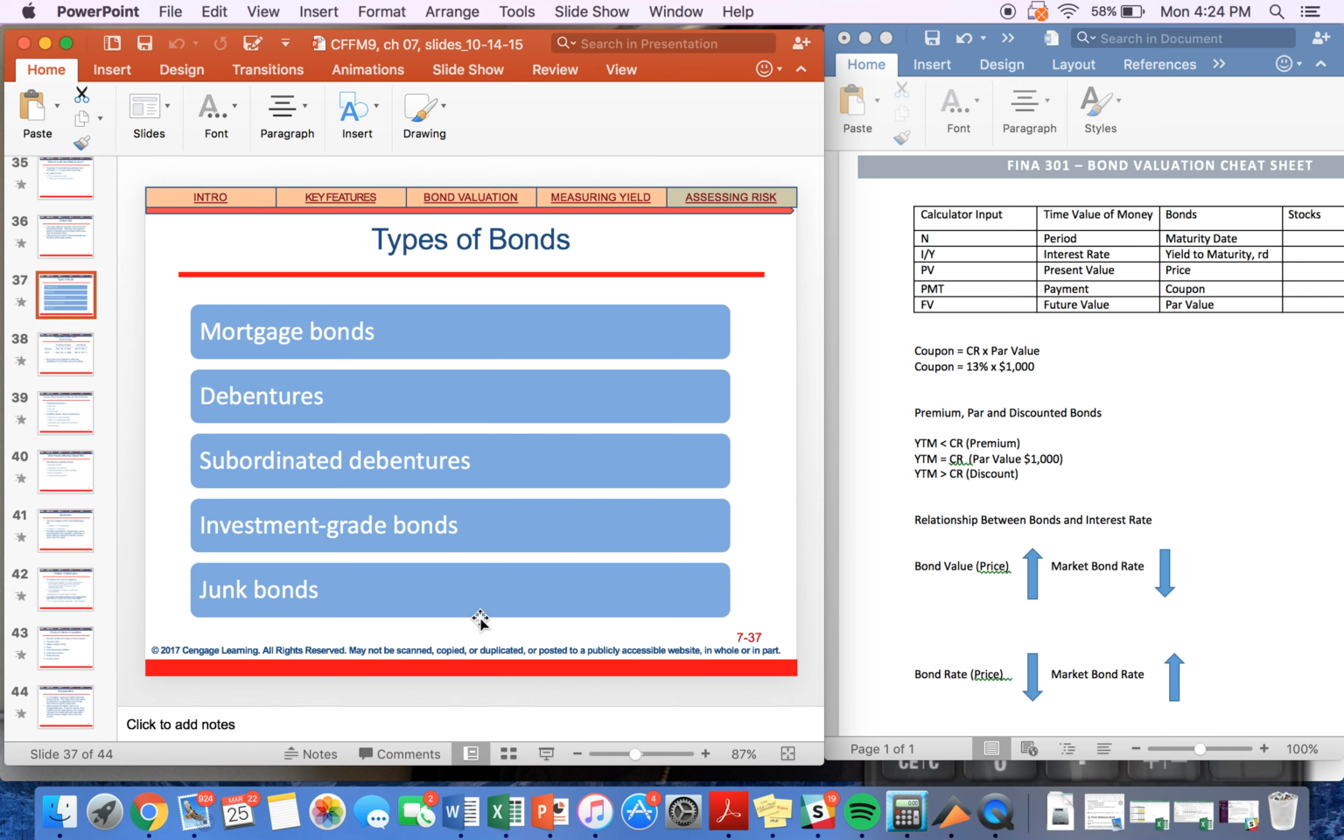They're backed by nothing. To make it even worse, we have subordinated debentures, and anything that's subordinated means it comes second in line to something else. So a subordinated debenture is still an unsecured bond, but it's paid behind a debenture. We have investment grade bonds, which are the very best type of bond that you can have. And then we have junk bonds. And those are the bonds that you don't want to get involved with unless you're a very savvy investor. But most of the time, they're probably not going to return you anything, okay?